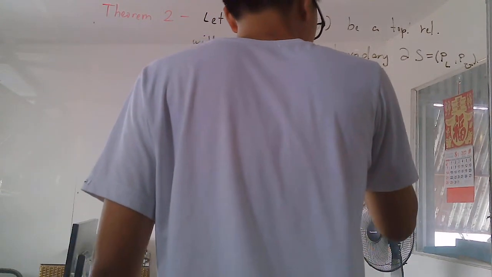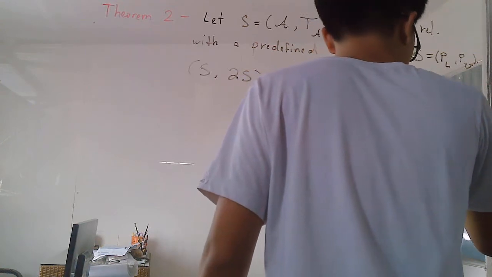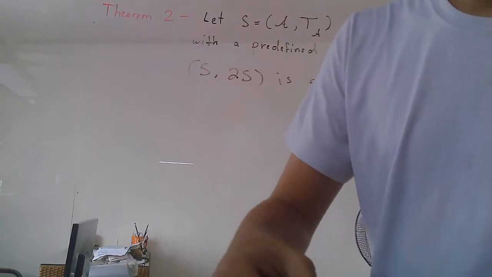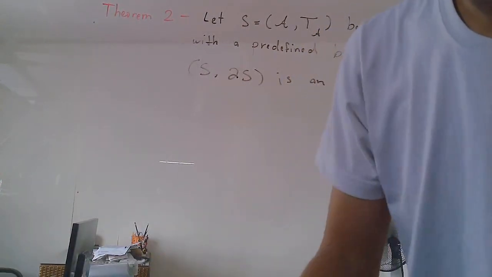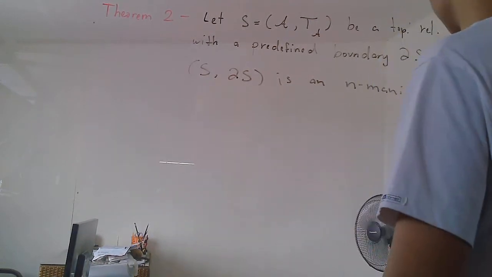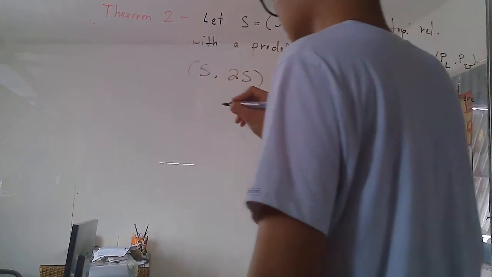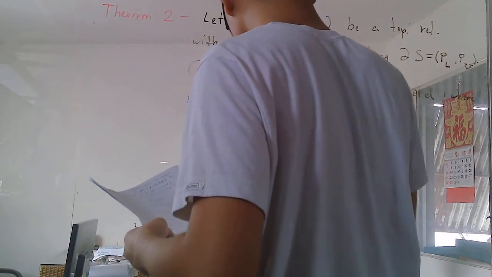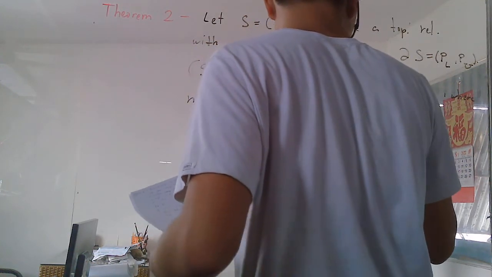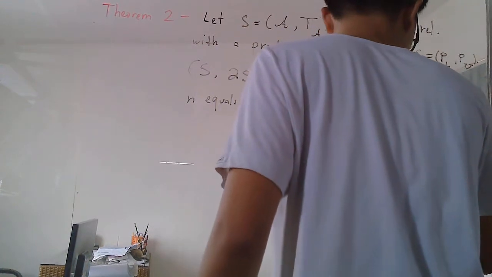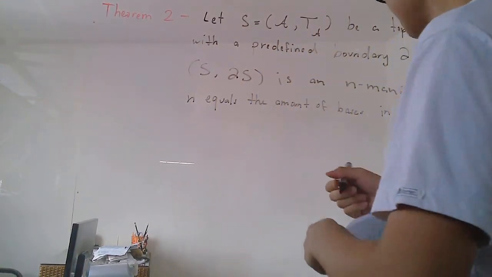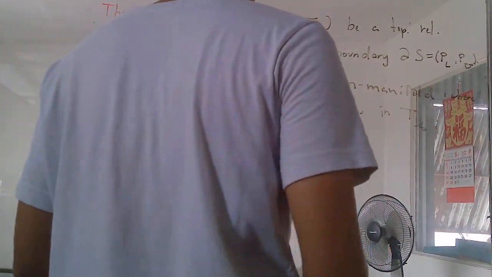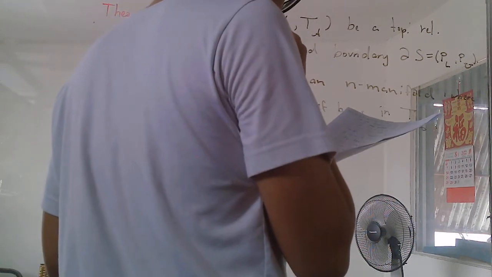is an N manifold. I'll use a different marker for this. Where N equals the amount of bases in the topology over A. So the amount of bases over a topology A determines the dimension of the manifold generated by this structure over here. And so, yeah.